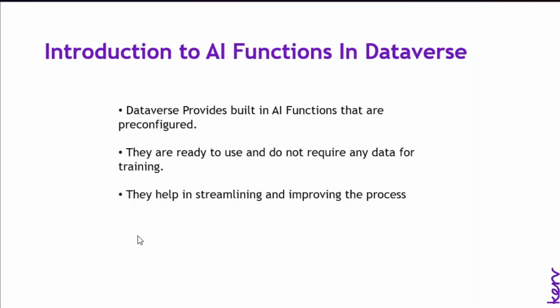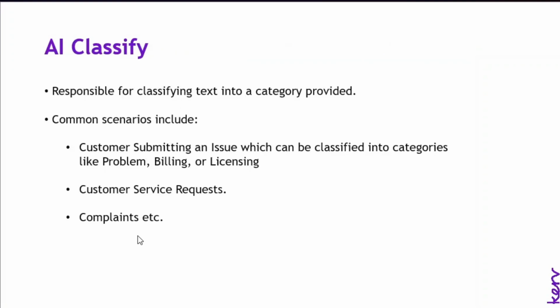So I'll jump to the next slide. This is the first function that we'll be taking a look at. This is AI classify. Now this classify function is responsible for classifying text into the categories provided. These are the common scenarios: a customer submitting an issue which can be classified into categories like problem, billing, or licensing. It can also be a customer service request that we want to categorize, and it can also be complaints. Typically what I have drafted down here is something that could help in the case management module.